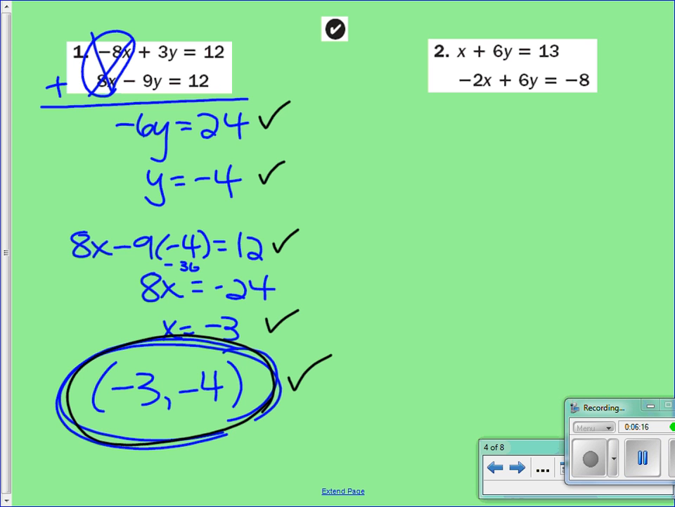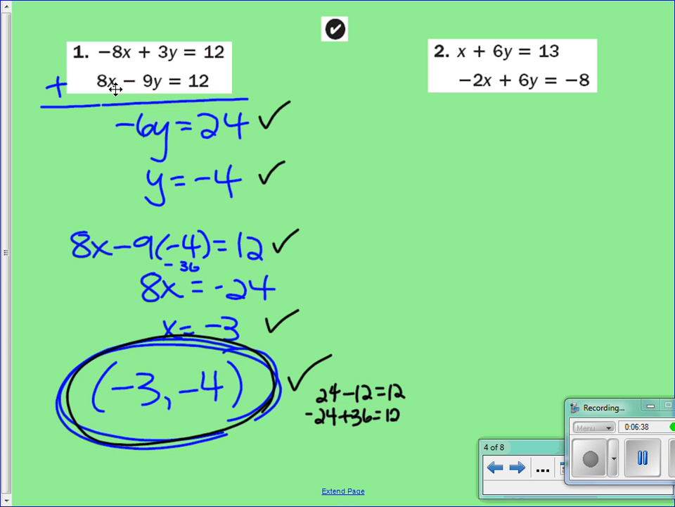of your original equations, and let me erase this so I can see them. So my x is -3, and -8 times -3 would be 24 minus 12, and that is 12. 8 times -3, this time it'd be -24 plus 36, and that would be +12. So that is the ordered pair that works in both equations.